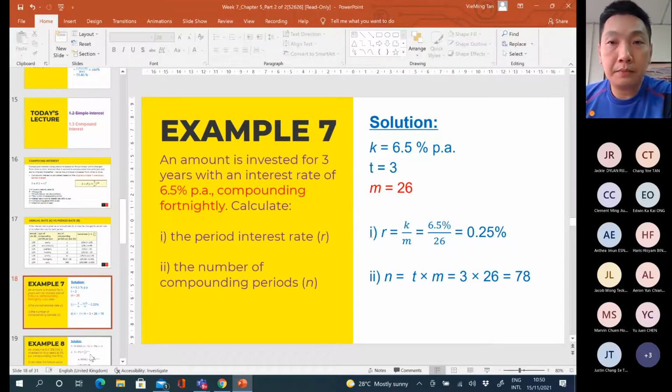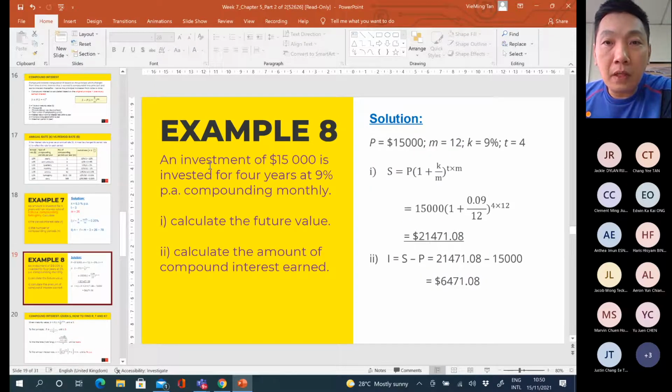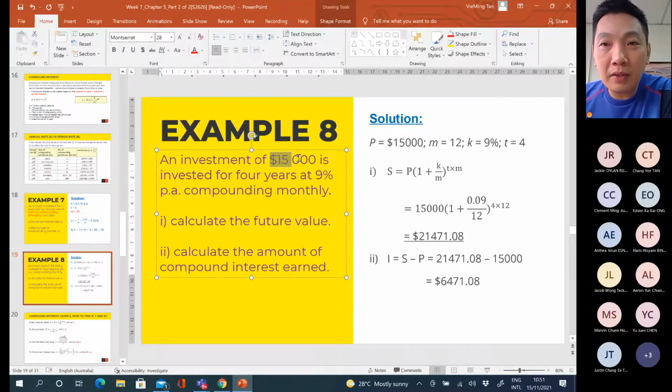Okay, next. Example 8. An investment of 15,000. So this is the P. It's already given, P. Is invested for 4 years. So this is the T. Right? T is 4 years.